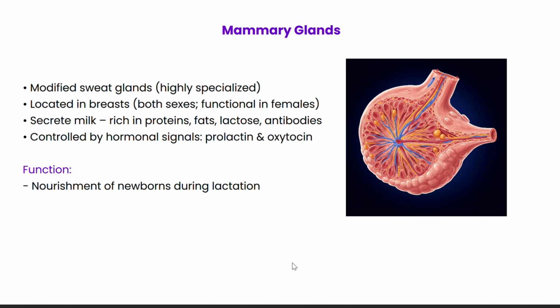Though not often grouped in skin glands, mammary glands are actually highly modified sweat glands. Located in the breasts, they become active in lactating females, producing milk to nourish the baby. Their function is tightly regulated by hormones like prolactin and oxytocin. They beautifully illustrate how skin glands can evolve to serve very complex biological functions.